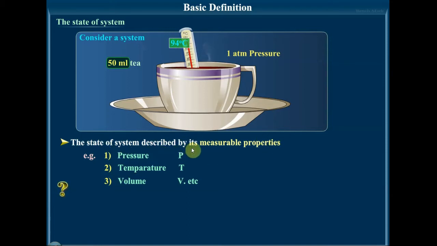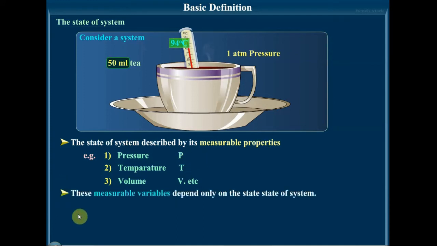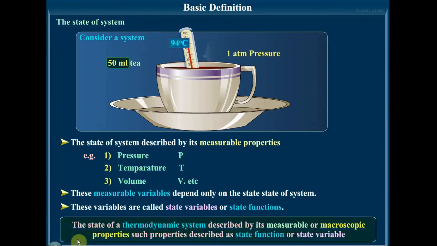There are pressure, temperature and volume. These measurable variables depend only on the state of the system. These variables are called state variables or state functions. The state of a thermodynamic system is described by its measurable or macroscopic properties. Such properties are described as state functions or state variables. So you need to understand only the definition of the state function here.